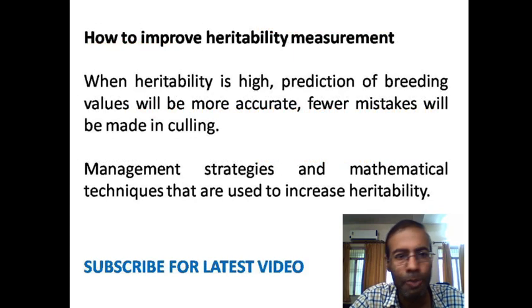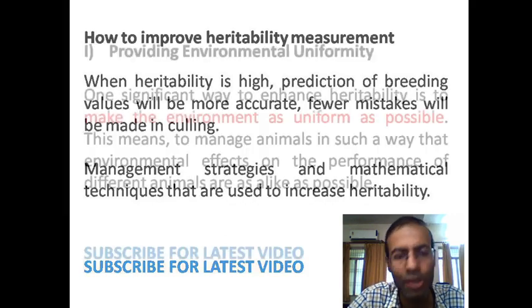Now the second part, the last part: how to improve the heritability measurement. As we know, when heritability is high, prediction of breeding value will be more accurate. So our estimation of heritability should be large. There are certain managemental strategies and mathematical techniques that are generally used for increasing the value of heritability, and these techniques and strategies I will discuss here.